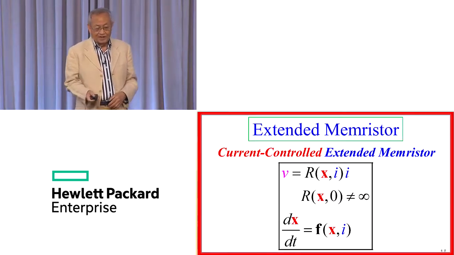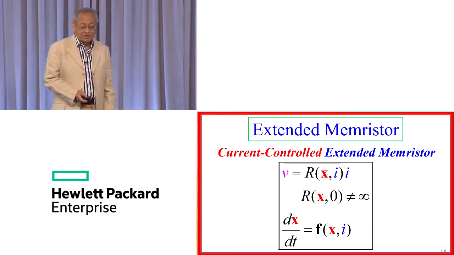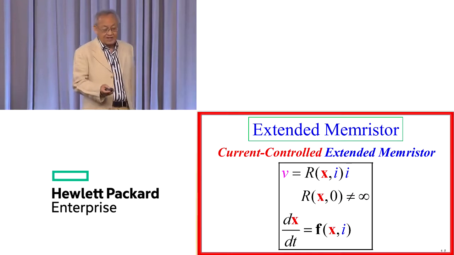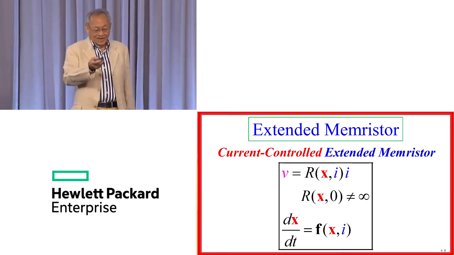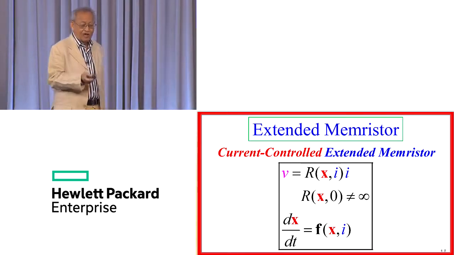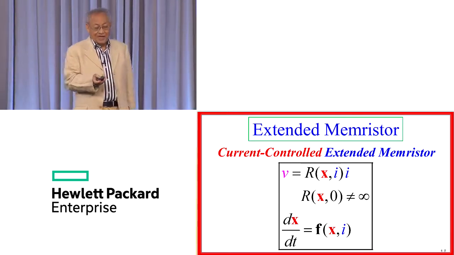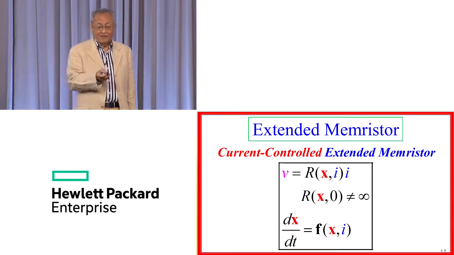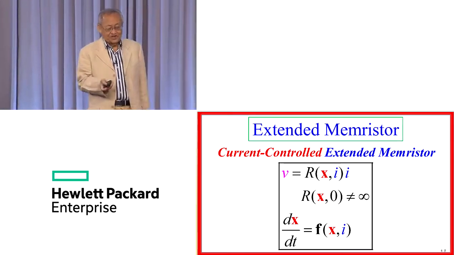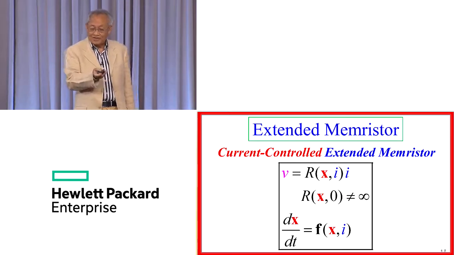So let me start with the most general. The extended memristor is just described by Ohm's law, as all of them are described by Ohm's law. It's just how complicated the equation of the resistance is. The one on top is the most complex, where the resistance could depend not only on the state variable x, but also on the current I, with the important proviso that when I is 0, that thing doesn't blow up.